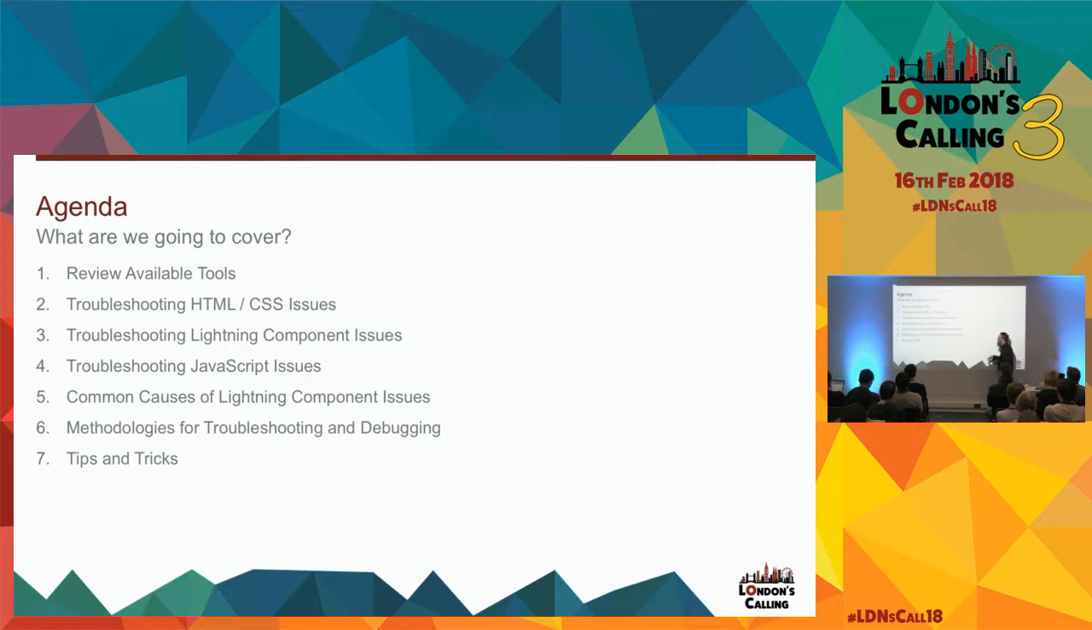We'll talk about Lightning issues: markup issues, eventing issues, the things you can run into with the platform itself. We're going to talk about JavaScript issues because this is a JavaScript framework. We're going to talk about common causes of Lightning component issues. I'm going to walk you through 4 methodologies that I use in class. When I'm walking around trying to fix student issues, these are the flows that I use to figure out what the hell is going on with Lightning. And then I'll leave you with some tips and tricks.